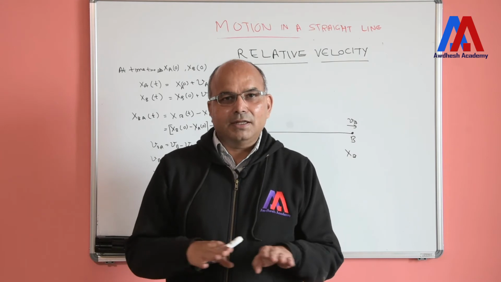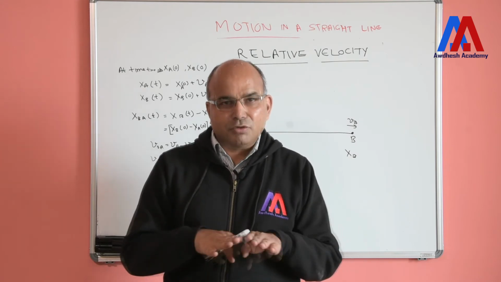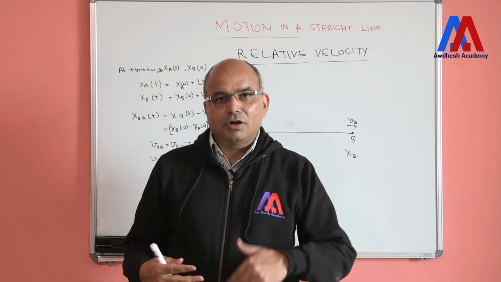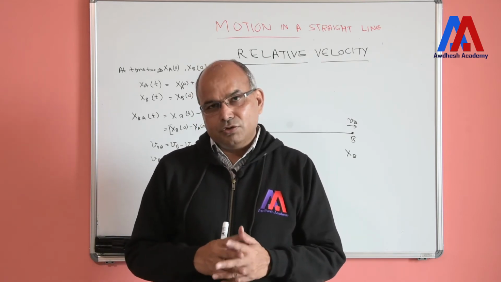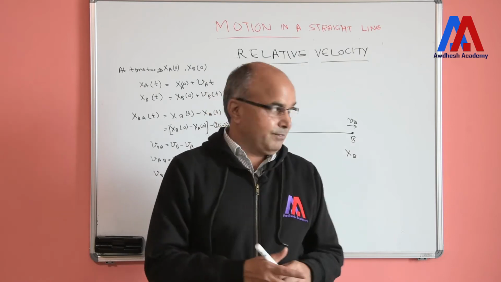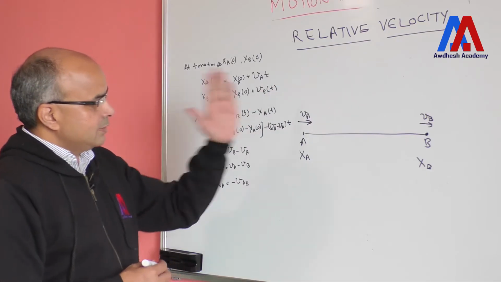But otherwise, in an ideal situation, if the movement is totally uniform, we will not be able to find out whether we are moving or the other train is moving. So this is what we are going to learn today. What is relative velocity? Let us take this example.